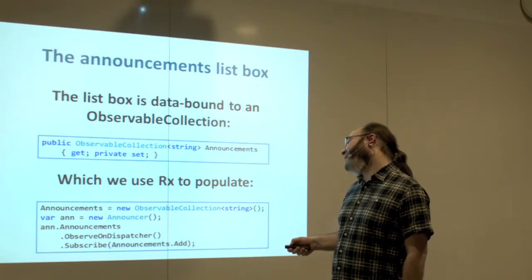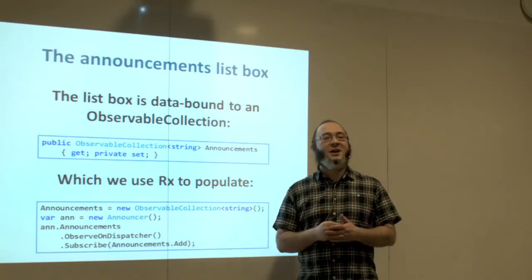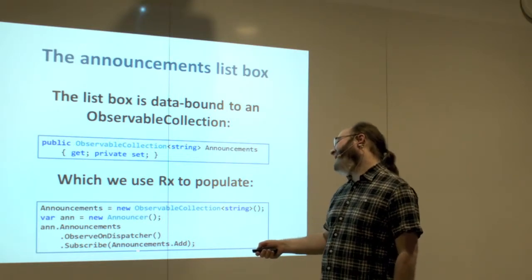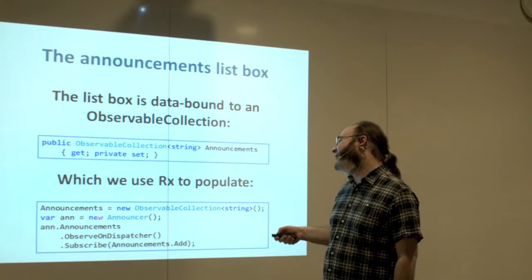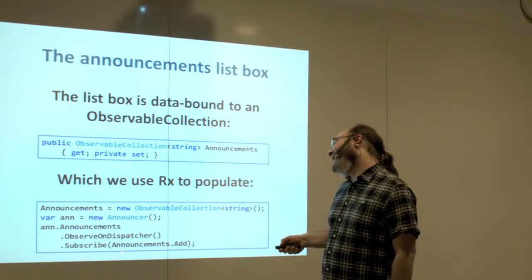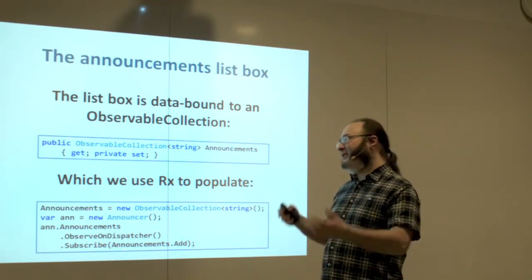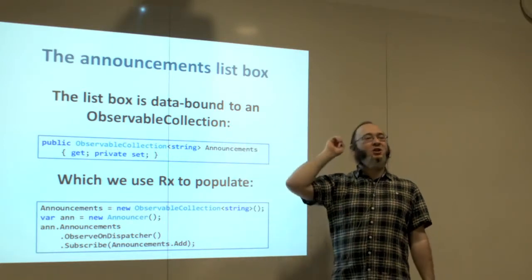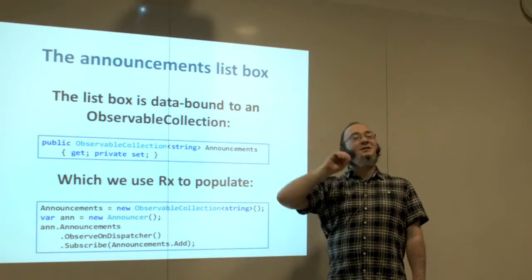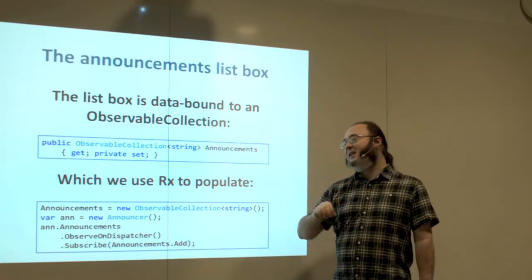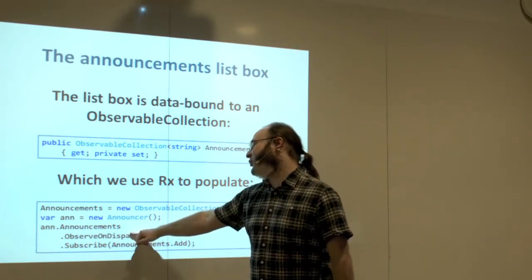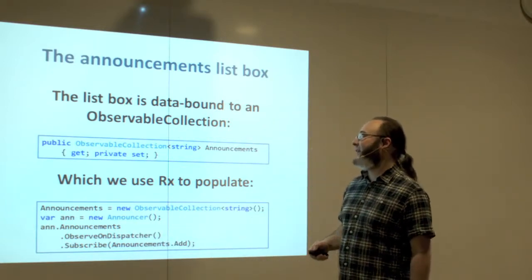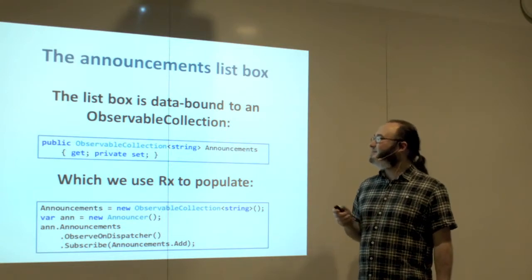And I'll observe it, and you'll note I've used observe on dispatcher again. And the reason I'm using observe on dispatcher is because I'm passing announcement.add, the add method, on this, okay? And what's going on there is that it's a UI update, because this is an observable collection, meaning that whenever I change something in this collection, it appears on my screen, okay, in that text box. Because it's a UI update, I need to make sure it happens on the UI thread. So again, just need to take a little care over that.